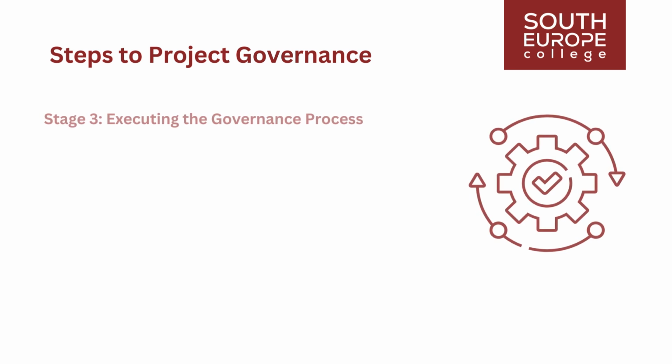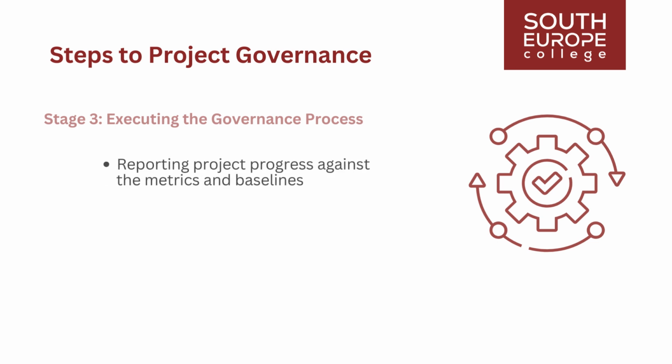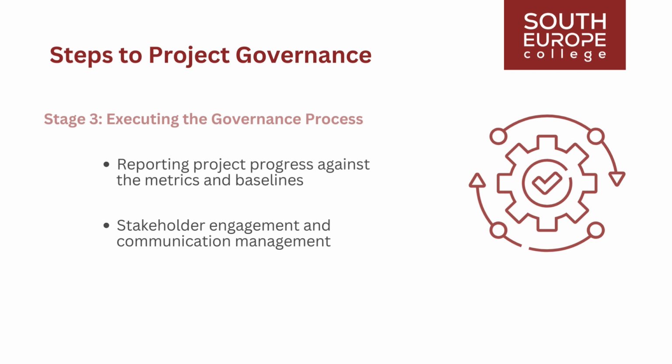This stage outlines the execution and application of the governance process, implementing the plan in conjunction with the project management plan. Execution involves reporting project progress against the metrics and baselines established in Stage 2. Careful stakeholder engagement and communication management ensures timely reporting through various means such as meetings, co-design, or digital communication. Stage 3 embodies the execution of the governance process outlined in the planning and initiation stages.